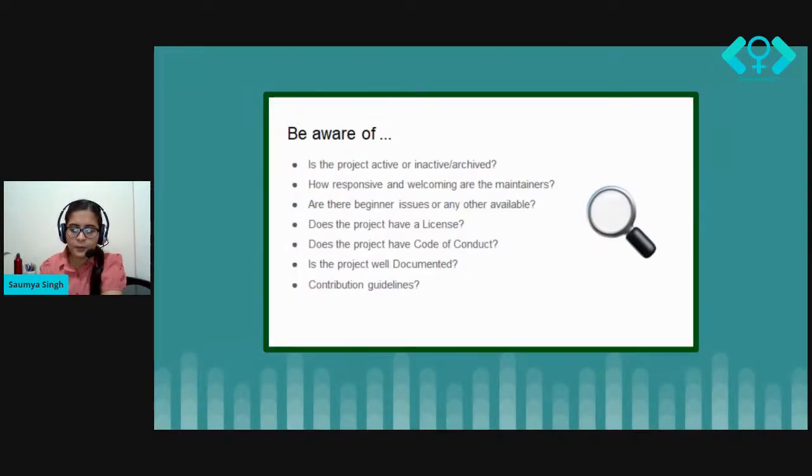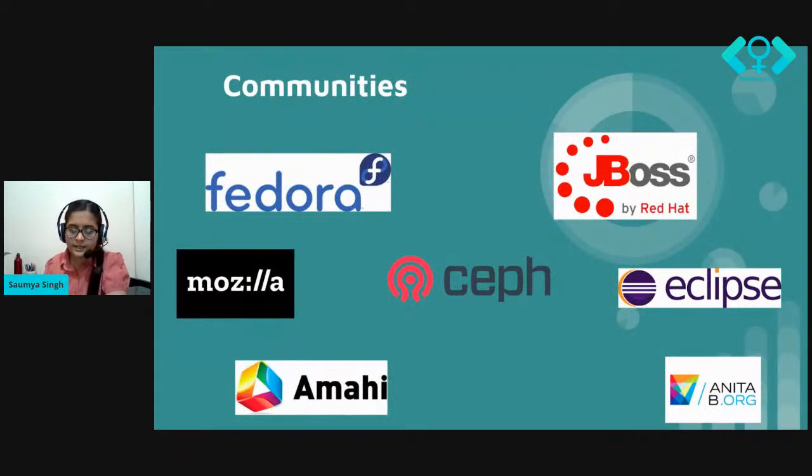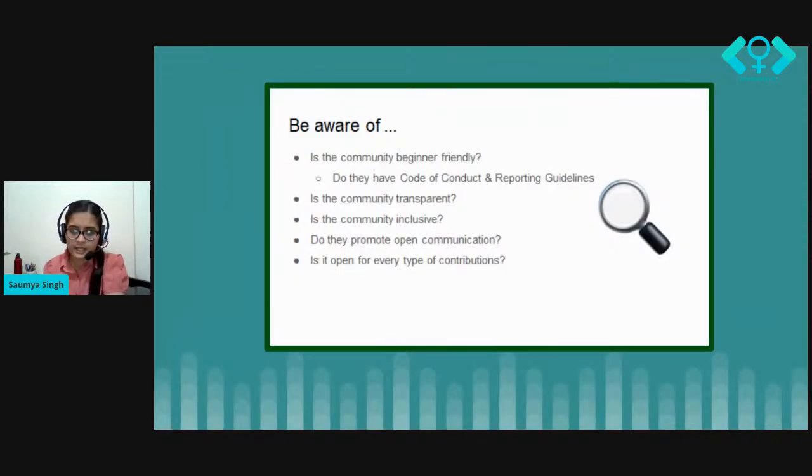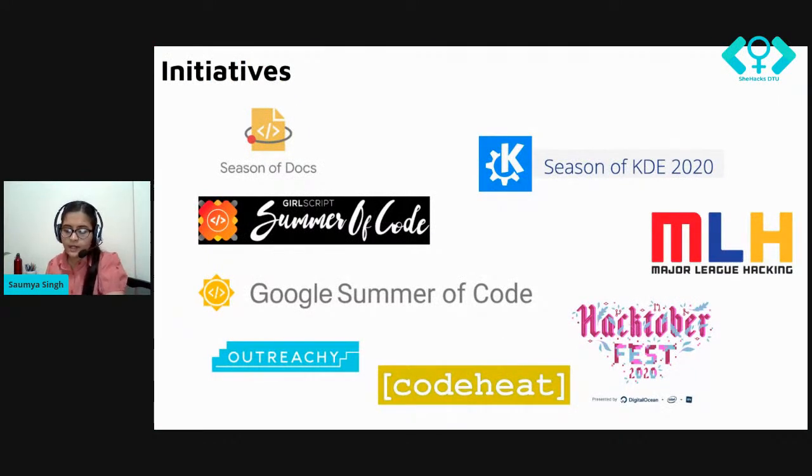And these are some points which I always advise beginners to follow. Before contributing to any project, you should check if the project is active or not, if it is well documented or not, if they have contribution guidelines, licenses or not, right? And these are some open source communities. You can check them out. They have many awesome projects available. And again, these are some important points. Before joining any community, you should check if they are transparent or not, if they are open for every type of contribution or not. You already know about these many open source initiatives.